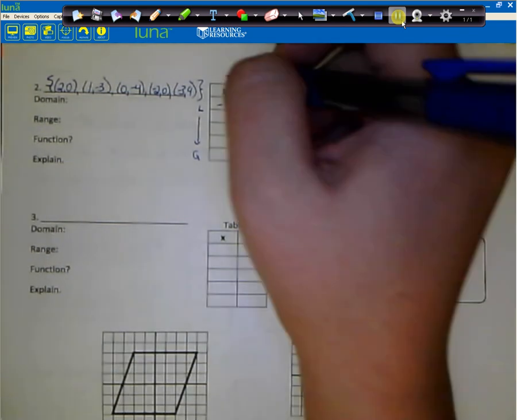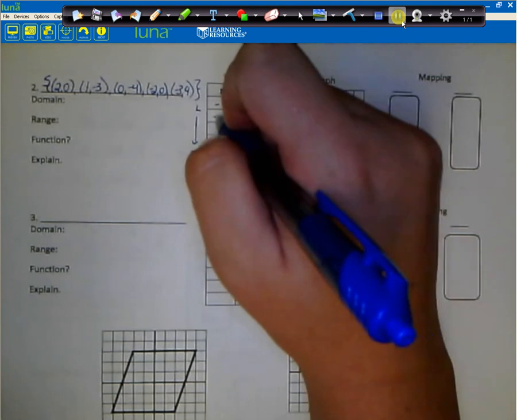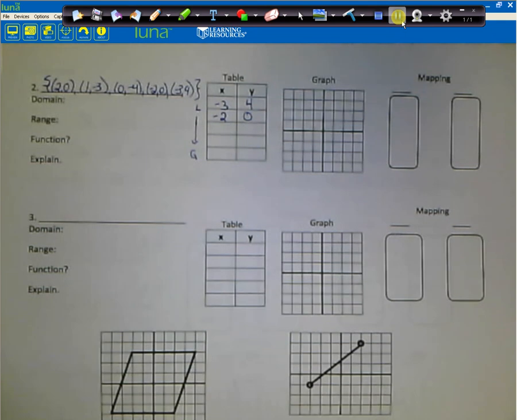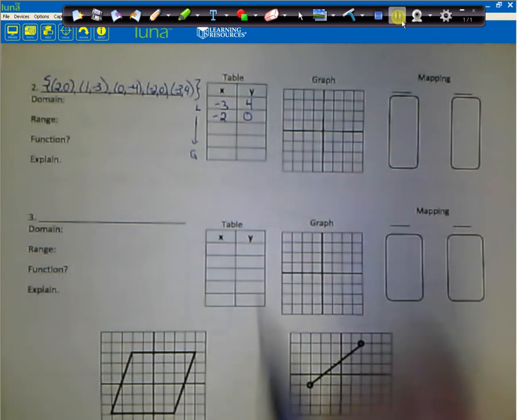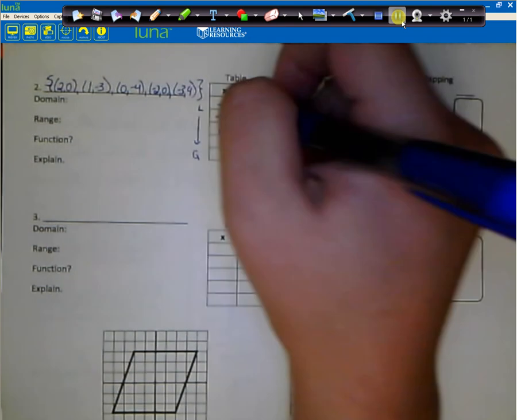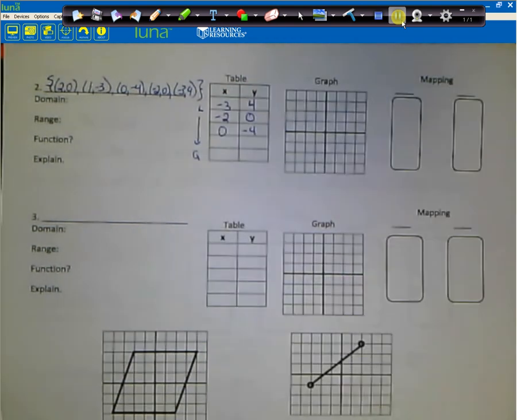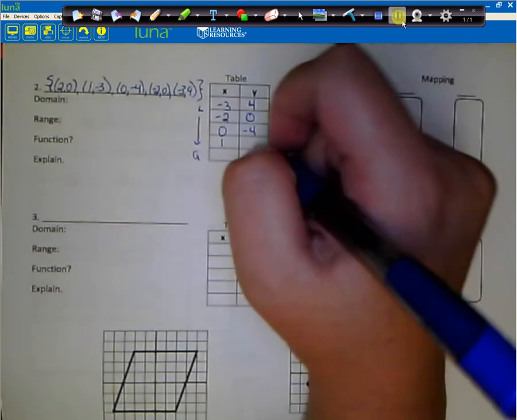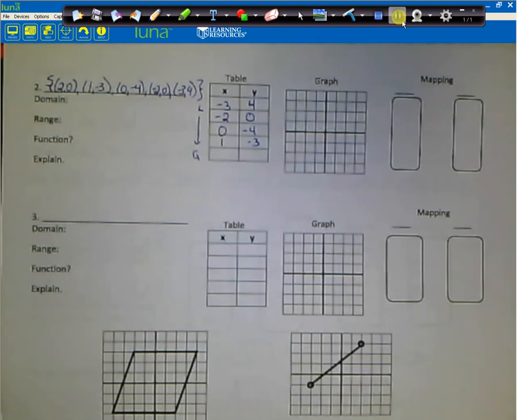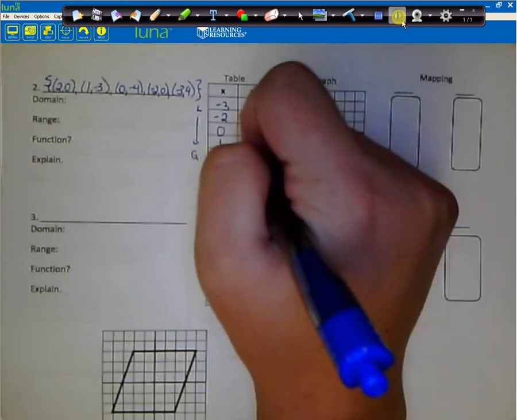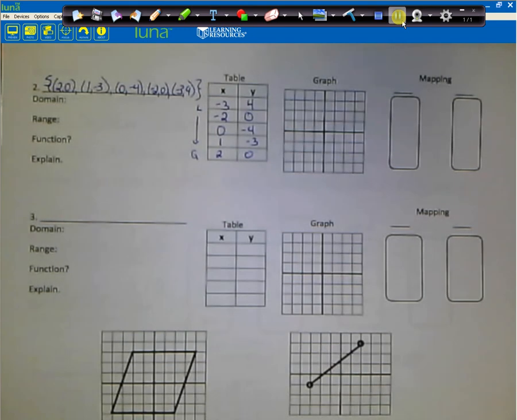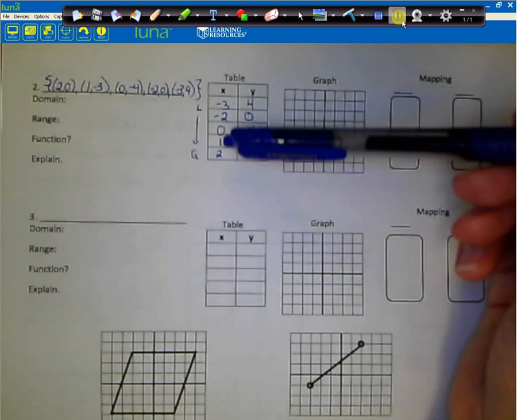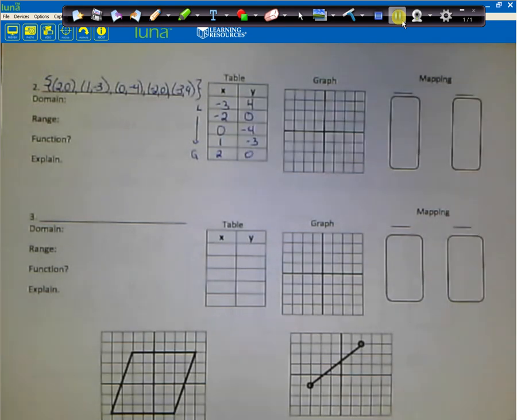My next biggest one for my X values is -2. And it goes with 0. So -2, 0 is the next one. My next X value is 0. And it's 0, -4. The next one is 1. And then the -3 that goes with it. And then the 2. And then the 0. Biggest thing with the table is to remember that the X values need to be least to greatest. If you notice, it goes -3, -2, 0, 1, and 2. The Y values on the table are not ordered least to greatest.